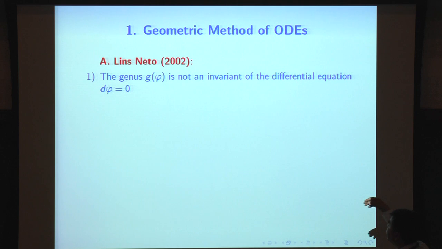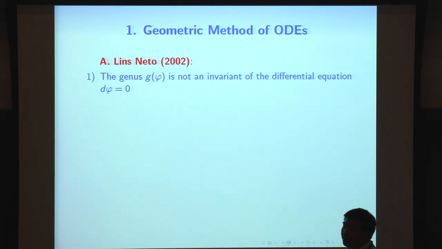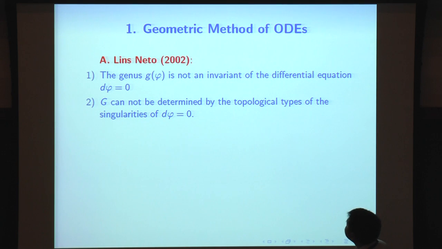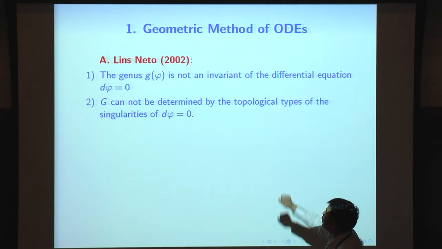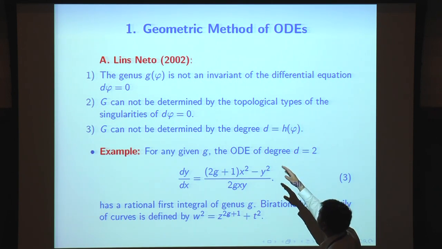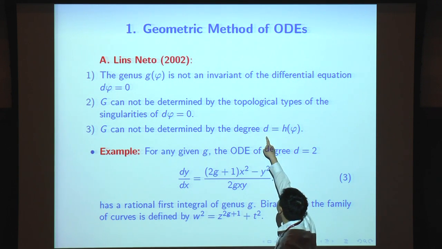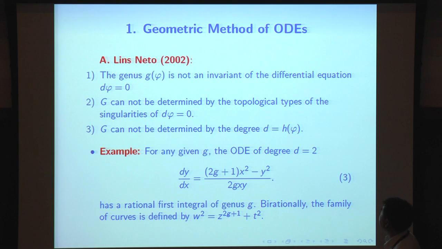Okay, there are some counterexamples to show that the genus cannot be an invariant of the ODE. This means the genus cannot be computed from some information from the ODE, so we cannot find such a formula to compute it. So the upper bound cannot be determined by the topological types of the singularities of the differential equation. These are the examples. The third one is that G cannot be determined by the degree D of the rational function. Here we have a simple example.